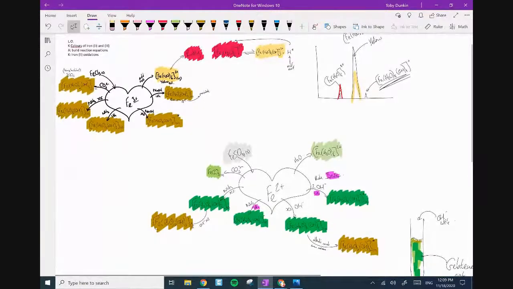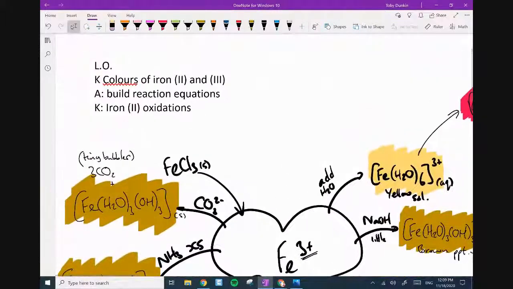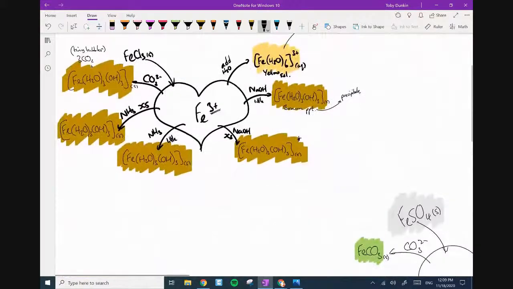But yeah, there are others, but that's all you're expected to know from an iron 2 and iron 3 perspective. And we can tick off our learning objectives. So colors of iron 2 and 3, build the equations. We ought to do some, and then iron 2 oxidation we've definitely covered. So we can build some equations.